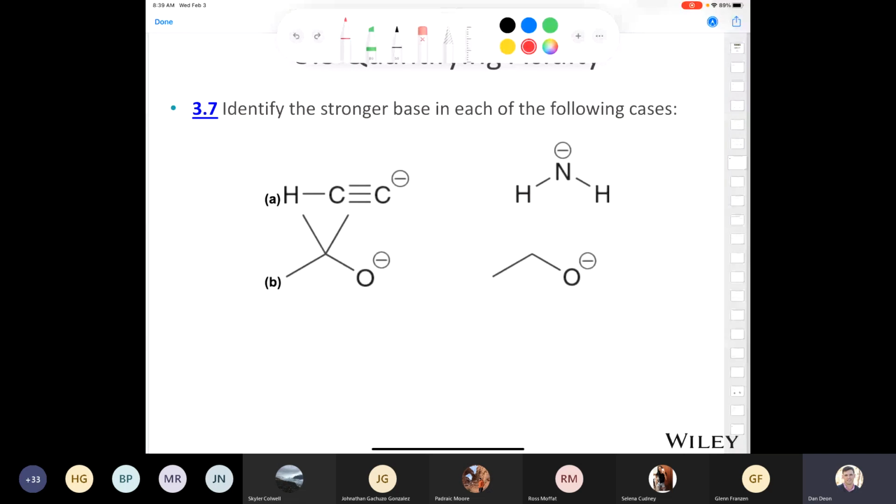It says, identify the stronger base in each of the following cases. So look, if we draw a line here, there's A and then there's B below it. So let's look at A. If these are bases, let's draw their conjugate acids. This is called acetylide, and this is called amide. First, let's draw in some lone pairs. Friends don't let friends leave lone pairs out. So the conjugate acid of this ion would be acetylene. And the conjugate acid of this ion would be ammonia.